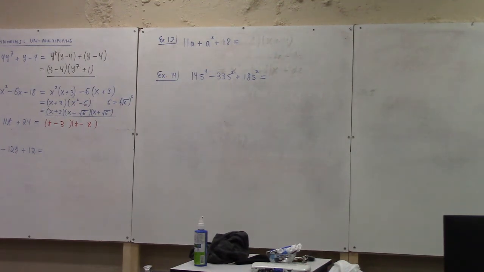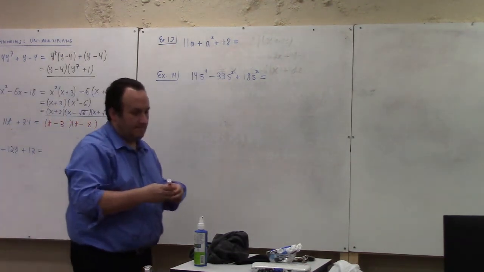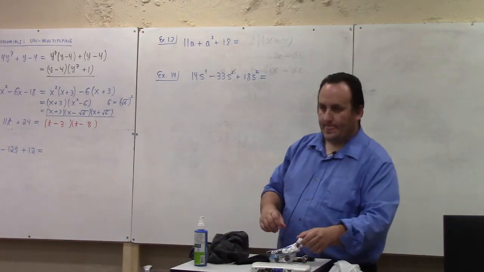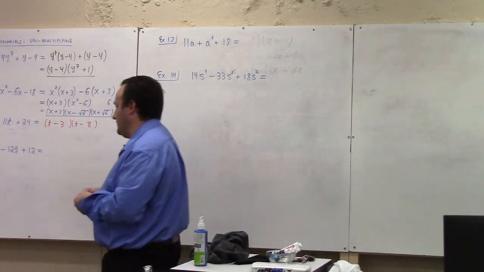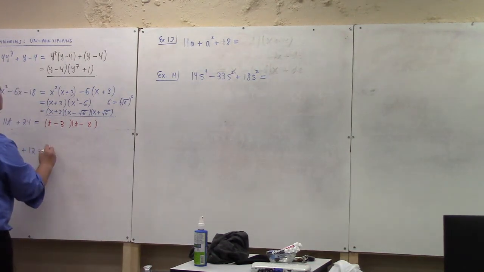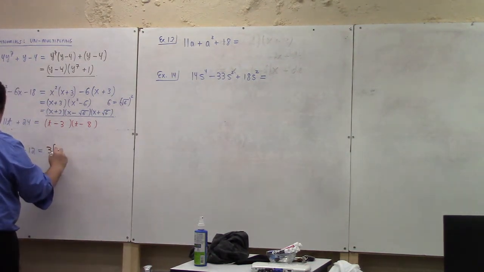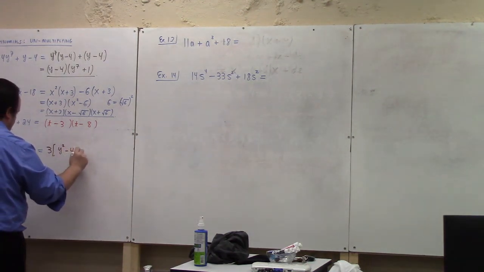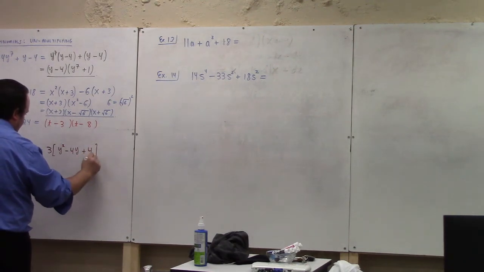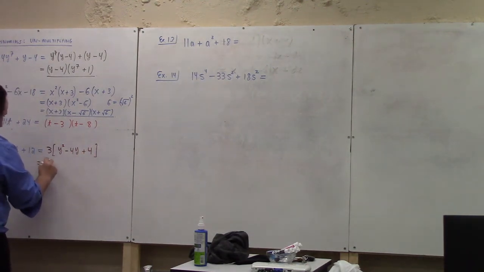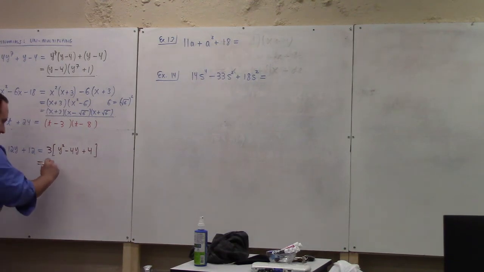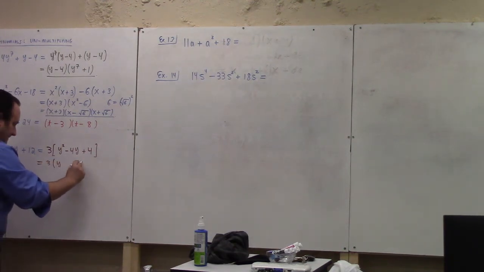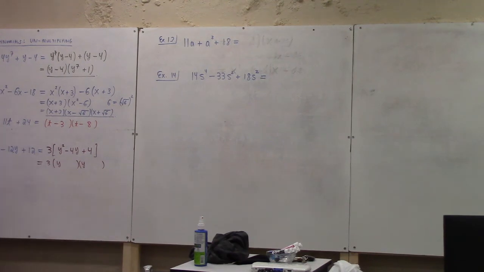Exercise 12. What should we factor out? I think we should get that 3 out of the way, shouldn't we? Because if we can get the 3 out of the way, then everything gets so much easier. So that's 3 times y squared minus 4y plus 4. So we're going to have 3 times y like that. How do we get a 4?